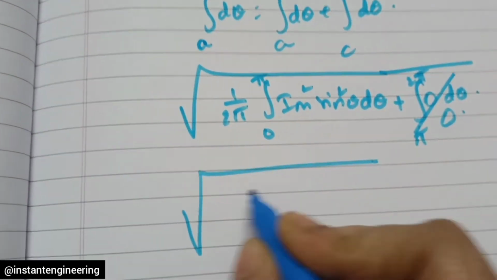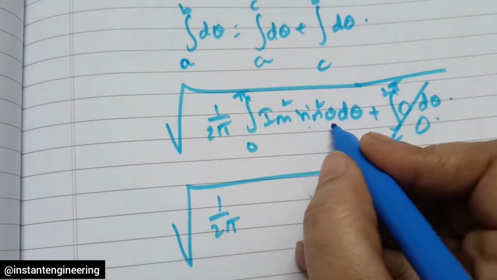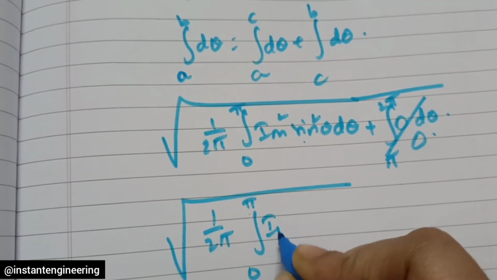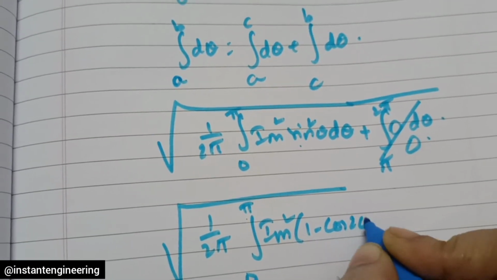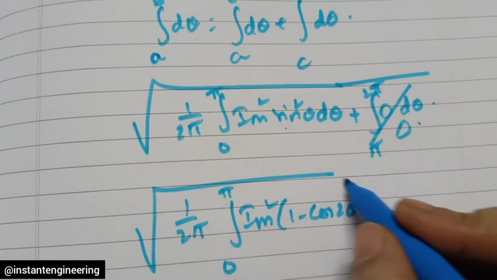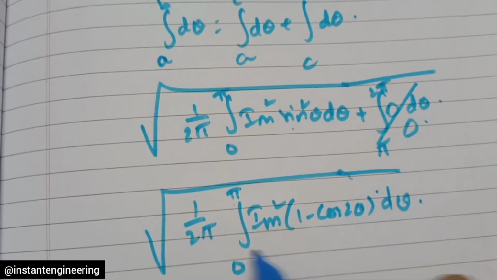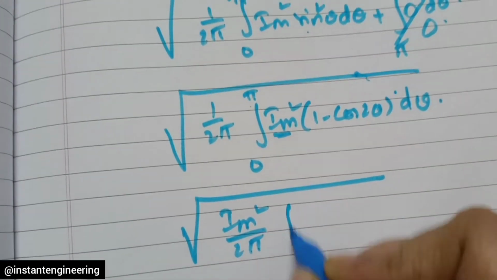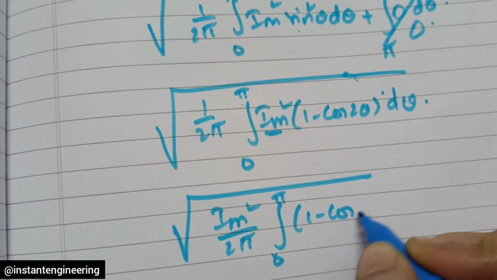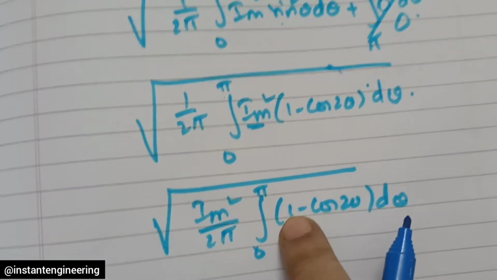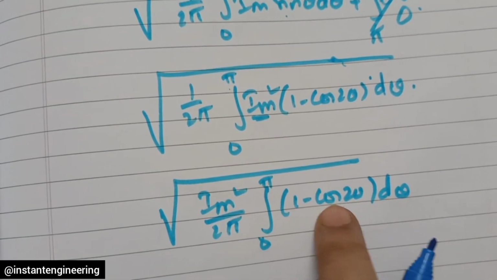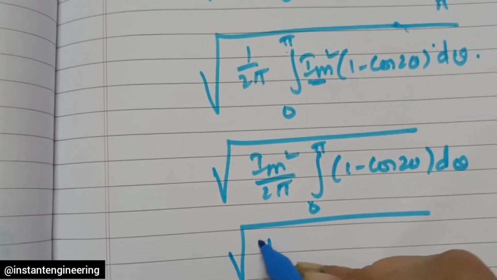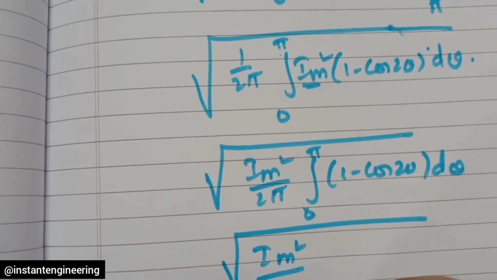Square root of 1 by 2 pi. Here sine square theta can be written as 1 minus cos 2 theta, with a factor of half. Taking Im square outside, you can write it as Im square by 2 pi integration 0 to pi 1 minus cos 2 theta d theta. Integration of 1 will be theta, and integration of cos 2 theta will be sin 2 theta by 2. Just writing that, Im square by 2 pi.